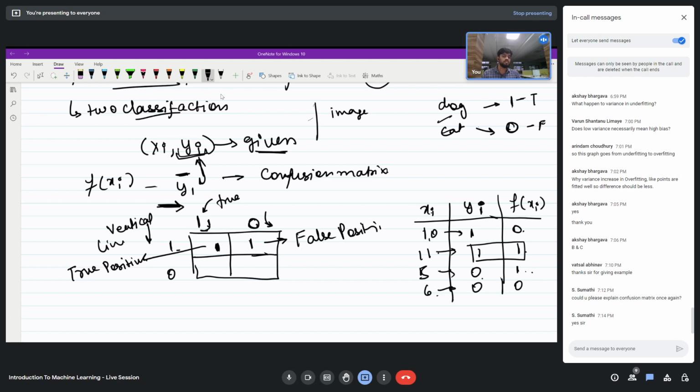What does false positive mean? False positive means that it was actually 0, that is false, but it is getting predicted as positive. That is one. Similarly, you can fill in the other details. So this one is false negative, and this is true negative. Now, is it clear what a confusion matrix is?